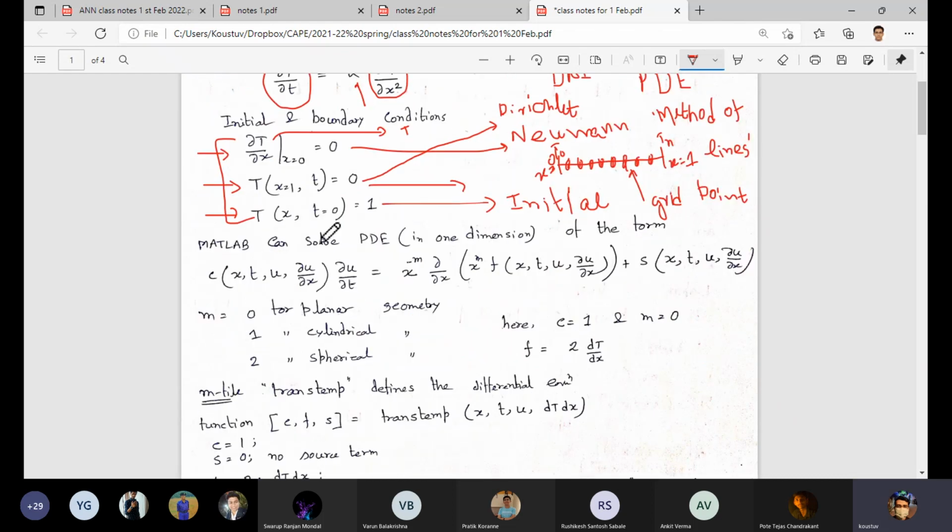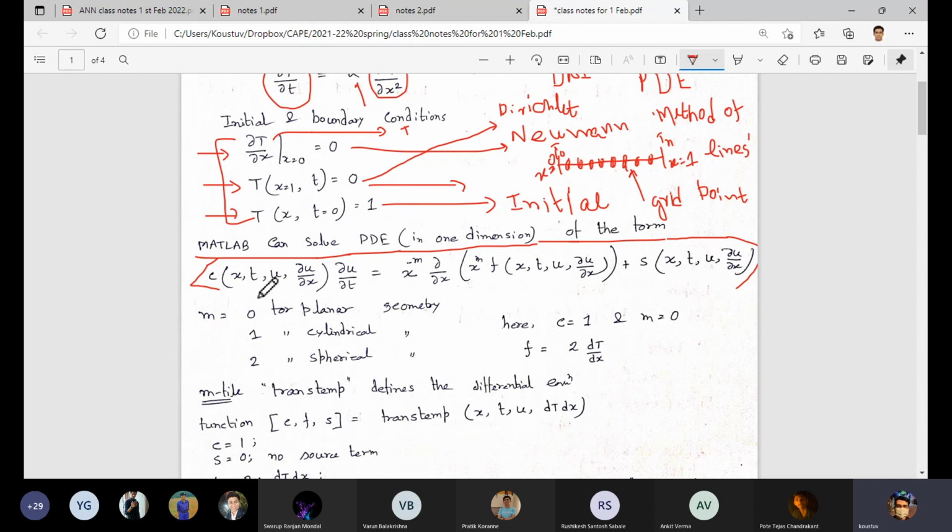So the second method, the method that is used in MATLAB: as I have written here, MATLAB can also solve PDEs of this form. It is a general notation, and our problem fits into this kind of generalization. Let us see the terms that are present and the meaning of each term.